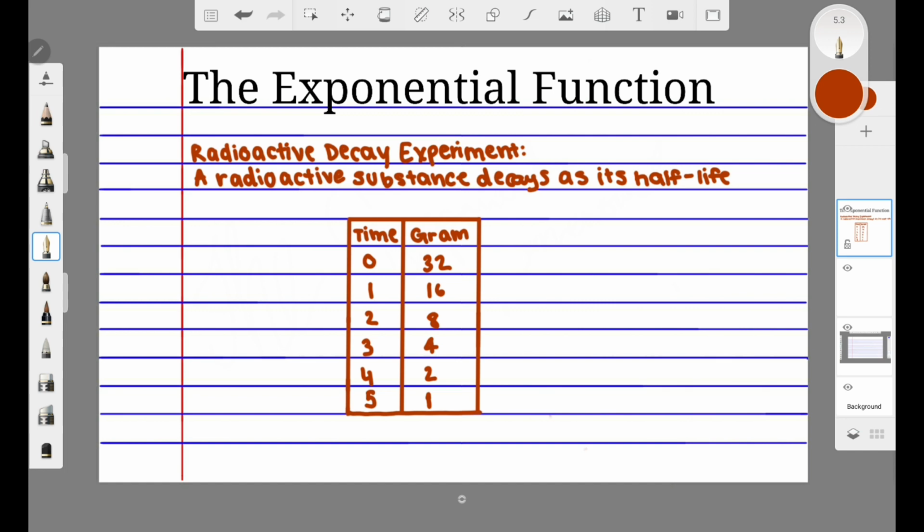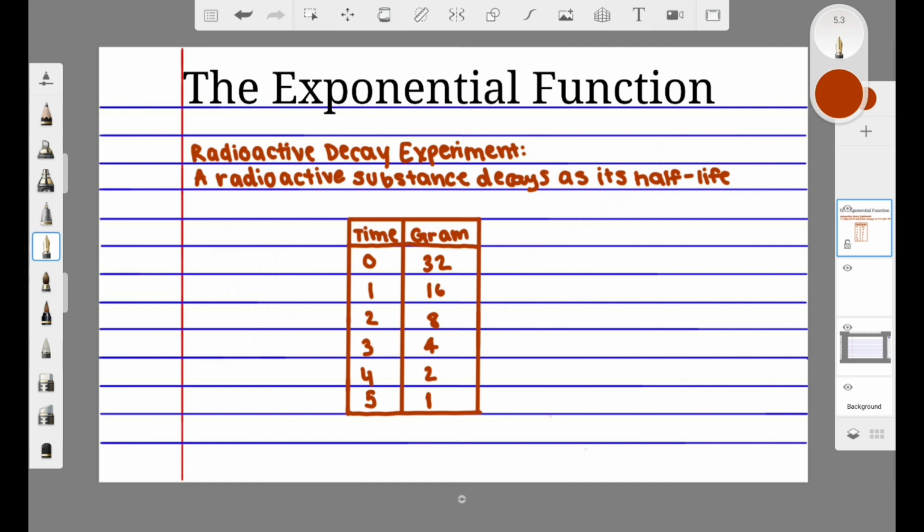Today we will be focusing on the radioactive decay experiment, which is very common with exponential functions. So the idea is that a radioactive substance decays at its half-life. A half-life of a substance is the amount of time that it takes for that substance to decrease by half. So if we're given a substance and we're given this table, now keep in mind that if we're talking about a 1 second interval all throughout, this would be that the substance has a half-life of 1 second, which is not very realistic, but let's just say hypothetically it did.